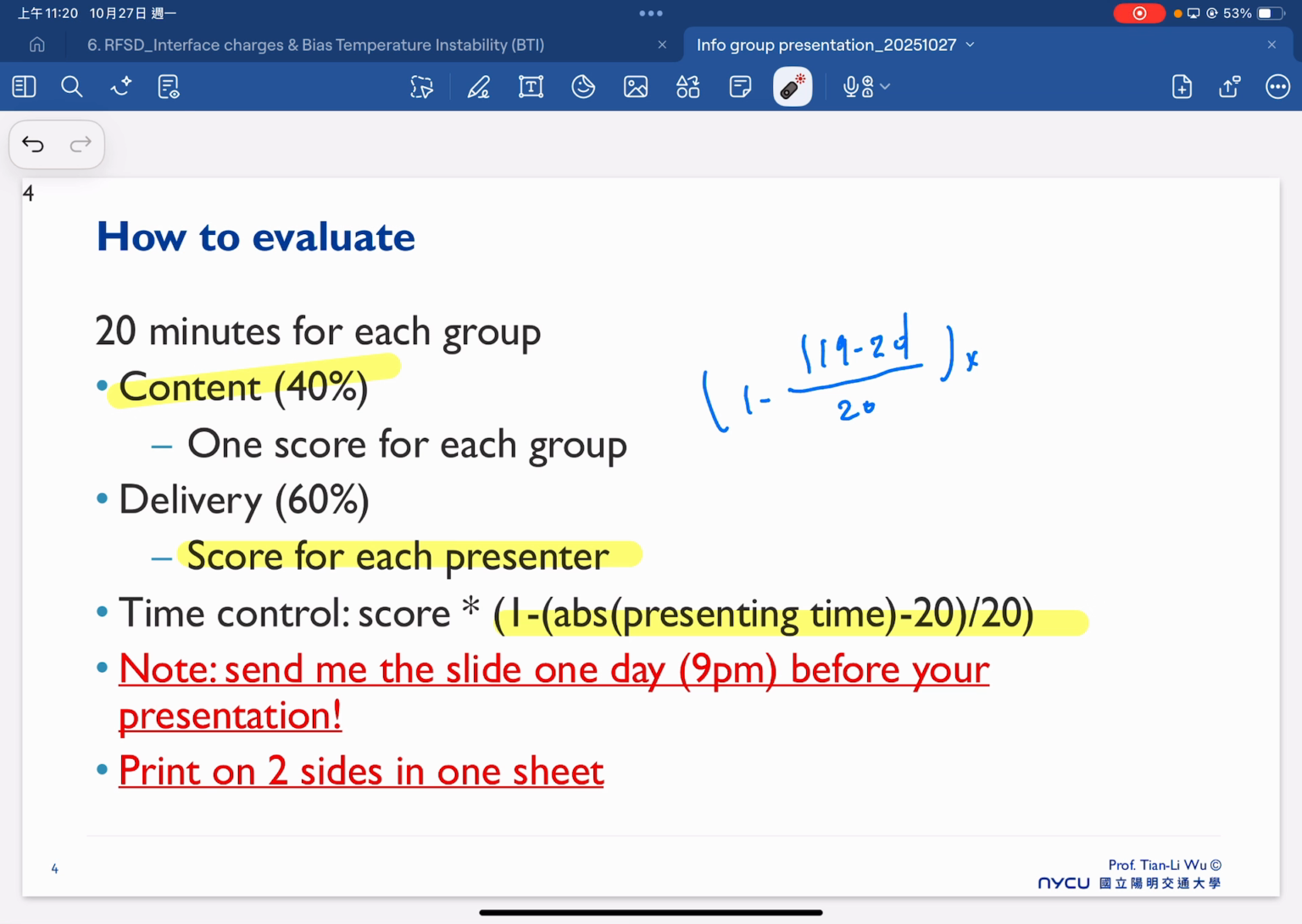So one more thing, you need to send me the slide by 9 p.m. one day before your presentation, and you also need to print the slides, 2 slides on one sheet. That's for me, because I need to do the grading. So you need to print out the slides. Just one copy is enough, but 2 slides on one sheet. That's enough.